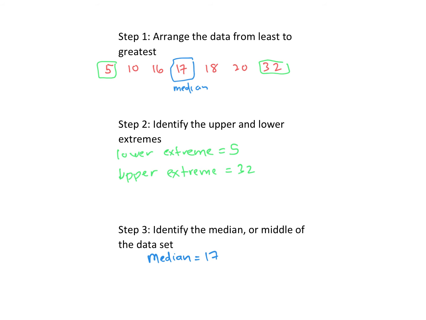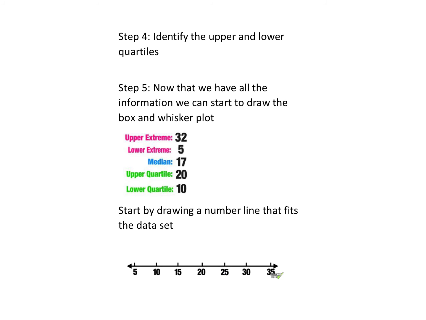Then we want the quartiles. So let's do these in yellow. To the left of 17, the middle number is 10. Let's just use LQ for the lower quartile. And to the right, there are 3 numbers, the middle number being 20, which is the upper quartile.